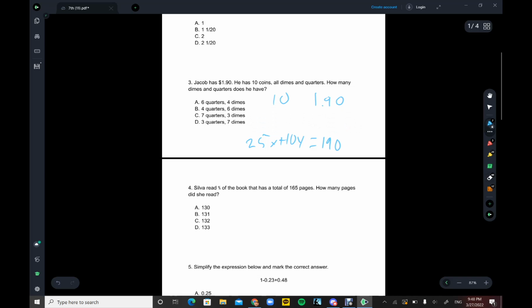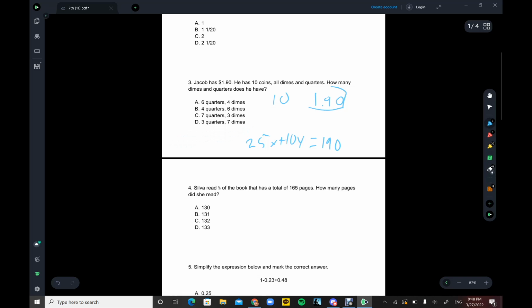Essentially, to explain that, 25 cents is technically, if we put 1.90 here, then we would do 0.25x plus 0.1y equals 1.9. But it is easier, rather than using decimals, just multiply everything by 100, and so you get 25x plus 10y equals 190.